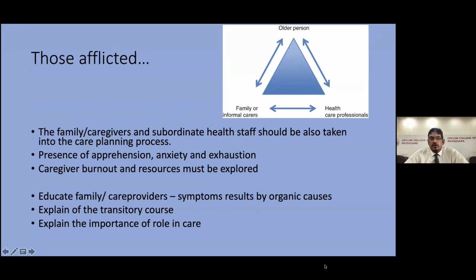We need to address the caregiver and the healthcare workers, not only ourselves. We have to take care of our own nurses, our attendants who are looking out, who may be abused by the patient's combative state of mind. The family may be drained and burdened. There is apprehension, anxiety, exhaustion in all these people. So caregiver burnout and resources must be explored, and there should be some practical way that we could help, as advice. And more importantly, let's get our paramedical people, the nurses and the therapists, also into the equation. Are we getting them in as a multidisciplinary, comprehensive geriatric assessment for the care of our patients?